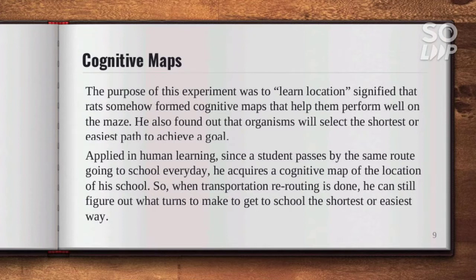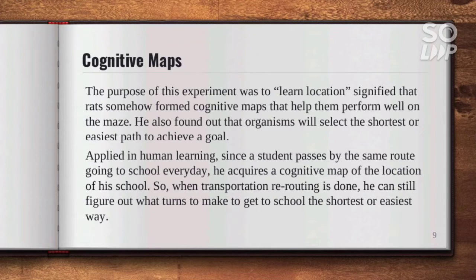In this concept, this is more likely about the cognitive maps in rats. In his most famous experiment, one group of rats was placed at random starting locations in a maze, but the food was always in the same location. Another group of rats had the food placed in different locations from their starting point. The group that had the food in the same location performed much better than the other group, supposedly demonstrating that they had learned the location rather than a specific sequence of turns. This tendency to learn location signified that rats somehow formed cognitive maps that helped them perform well on the maze. He also found out that organisms will select the shortest or easiest path to achieve a goal.